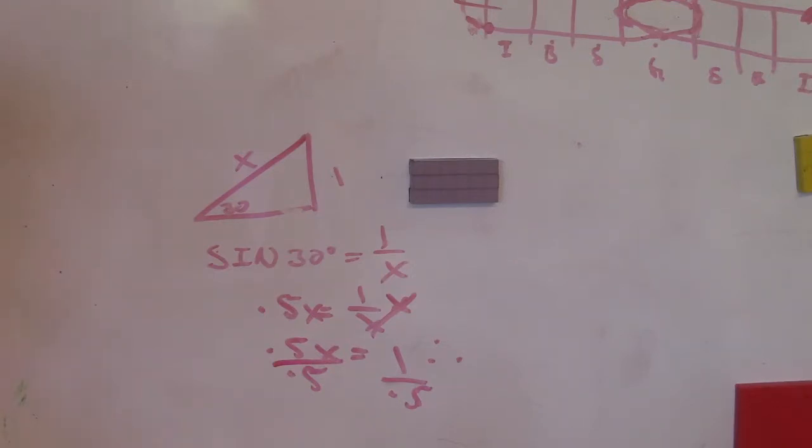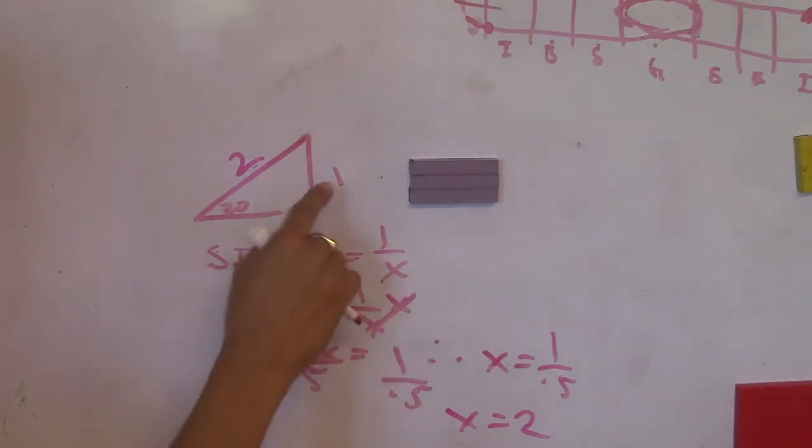Half. Right? But wait a minute. How many 0.5s are in 1? 2. There you go. So x is the same thing as 1 divided by 0.5. Therefore, x is 2.